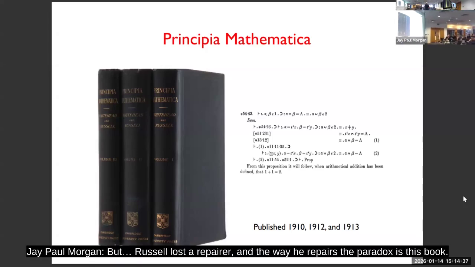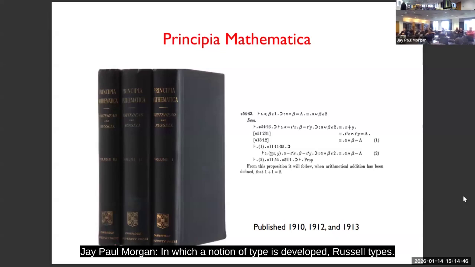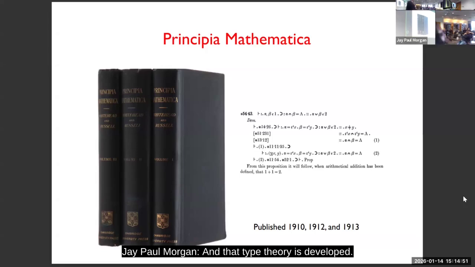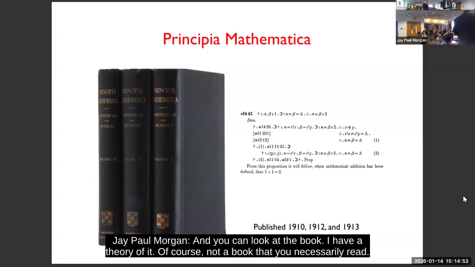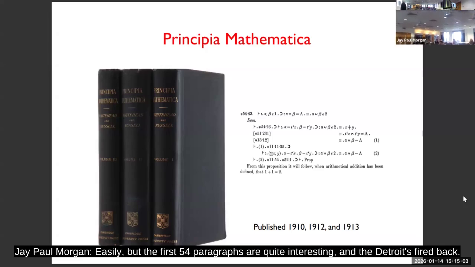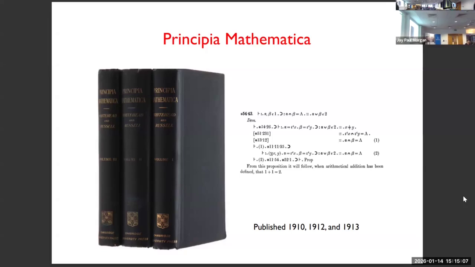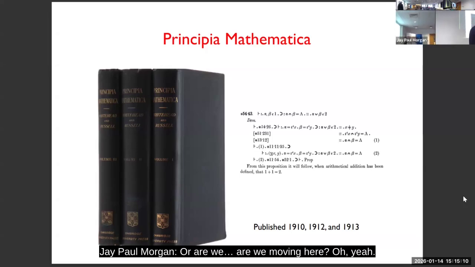issues about how to repair it. And it isn't repaired. But Russell wants to repair it. And the way he repairs the paradox is this book, in which a notion of type is developed, Russell types, and a type theory is developed, and you can look at the book and have a feel of it. Of course, not a book that you necessarily read easily, but the first 54 paragraphs are quite interesting, and we get to as far as that.